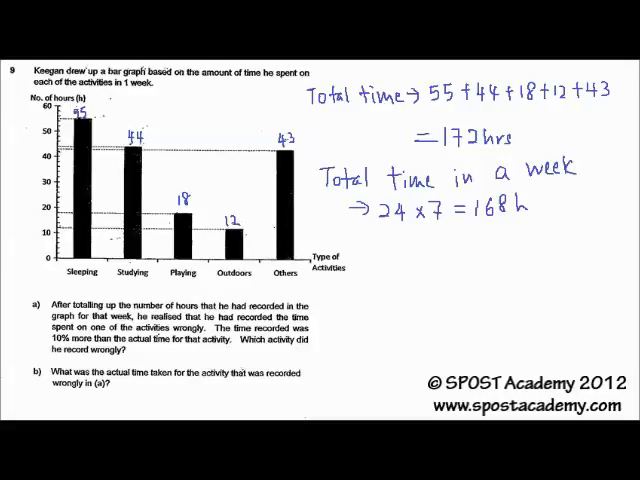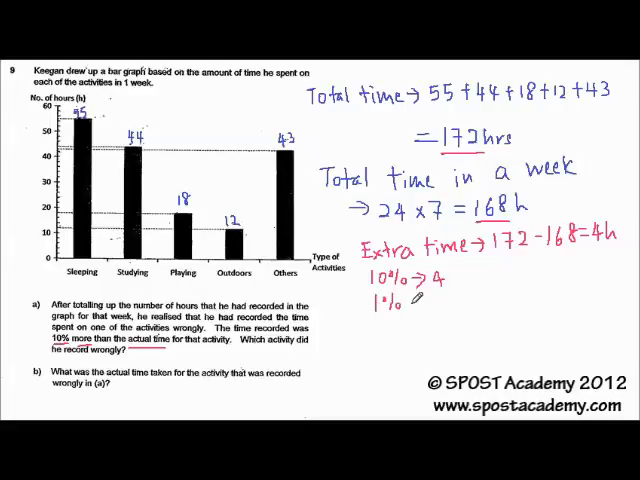So you will realize that there's an extra time because the total time that Keegan recorded is 172, but the actual amount of time in a week is only 168. So the extra time is given by 172 minus 168, and I will get 4 hours. So according to question A, they're saying that the time recorded was 10% more than the actual time. So which means that the 4 hours is the 10% more. So I know that 10% is equals to 4 hours.